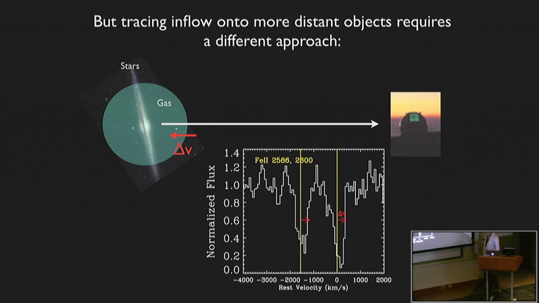And so this is just one example of a transition that traces cool photoionized gas, iron 2, at 2600 angstroms. Here, the systemic velocity of this transition is shown in yellow, and you can see here the absorption is redshifted, indicating the gas is flowing into the galaxy.